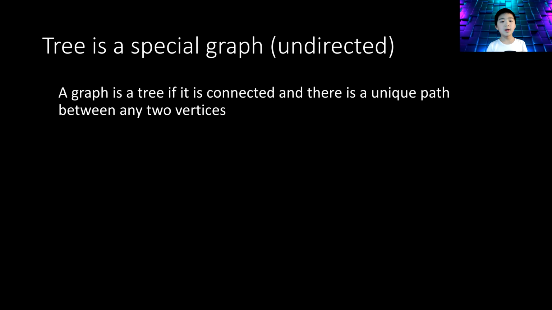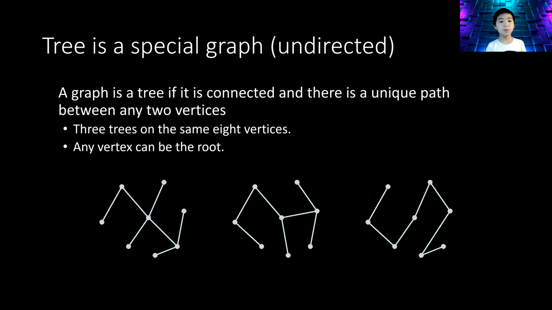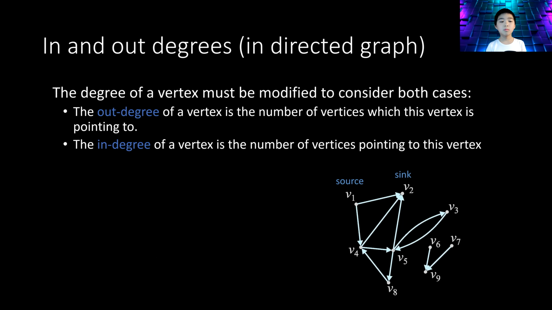So, how is the graph different from a tree? Trees are connected graphs that have a unique path between any pair of vertices. Or in other words, there are no circles. Here we have 3 trees which use the same vertices. As you can see, any vertex can be the root of the tree.